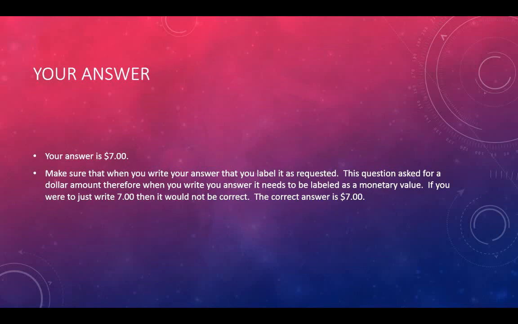Please remember, and please make sure that when you write your answer that you have it labeled the way it is requested. This question asks for a dollar amount. Therefore, when you write your answer, it needs to be labeled as a monetary value. If you were just to write 7.00, then that is not correct. The correct answer is $7. Make sure you label it that way.